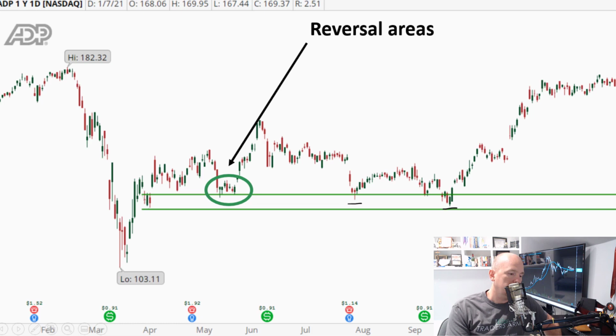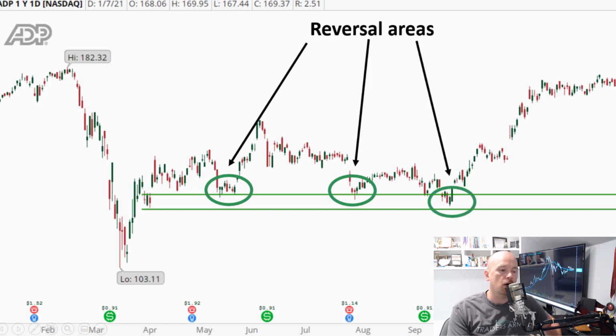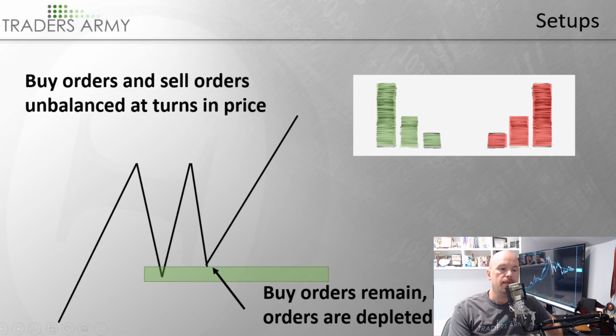And by trading a little bit deeper every time we come in, we are showing that the number of buyers are being depleted. Okay? And that's the picture that we're looking at here, right? Buy orders and sell orders are unbalanced at turns in price. Buy orders remain, but sell orders are depleted to zero, and that's what causes price to rally.